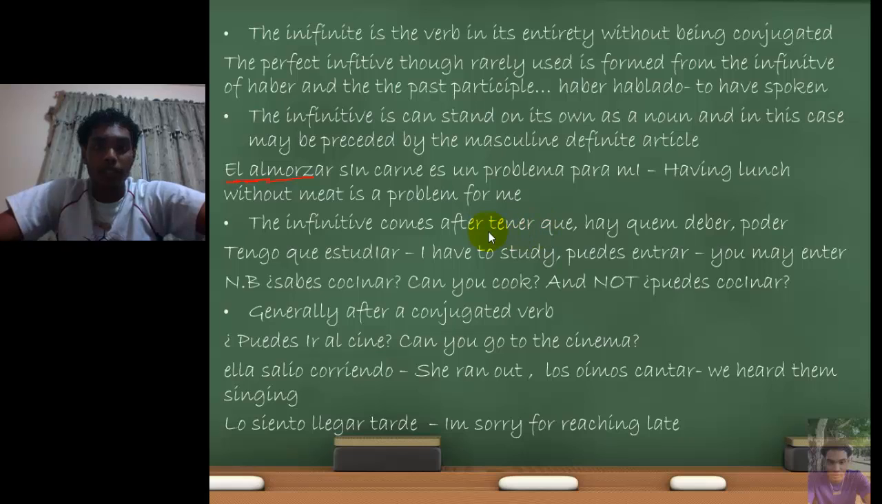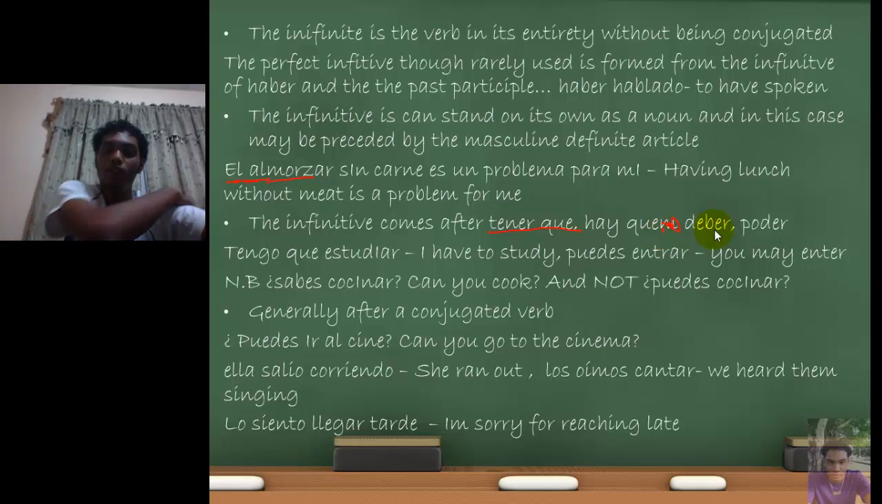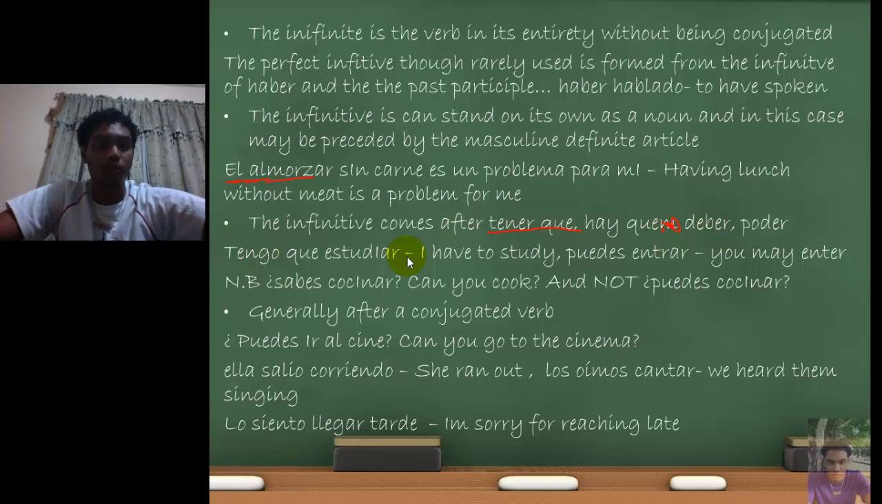The infinitive generally comes after tener que. Sorry, this is Portuguese. Que means whom, who in Portuguese. Sorry, hay que means you have to. Deber, poder. Right. So, por ejemplo, tengo que estudiar. I have to study. Right.